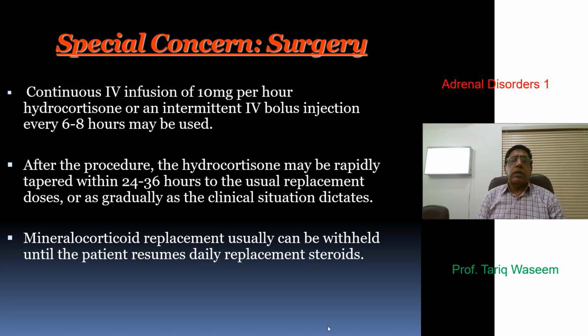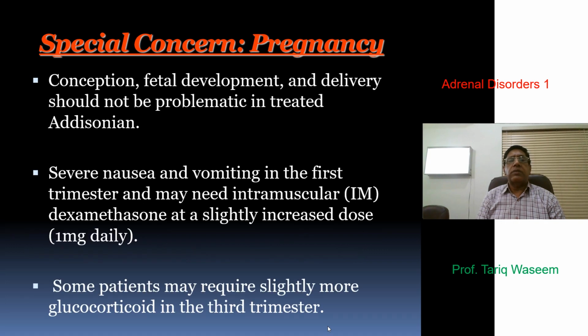During surgery in patients who have Addison's, you set up a continuous IV infusion of 10 milligrams per hour of hydrocortisone, and some IV boluses may be given to avoid hypotension developing during surgery. After the procedure, you continue this hydrocortisone infusion for 24 to 36 hours, and then gradually shift back to their oral medication. Mineralocorticoid replacement may be withheld until the patient remains on the daily replacement steroids.